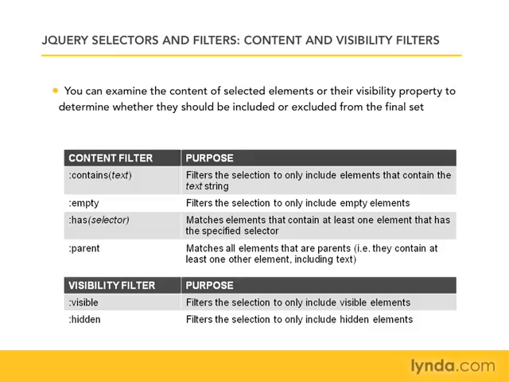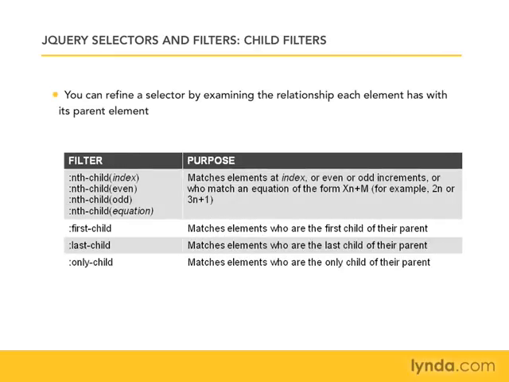And for the visibility filter, there's only two options. There's visible and there's hidden. And that's pretty self-explanatory. This only includes elements that are visible. This one only includes elements that are hidden. Let's take a look at the child filters.